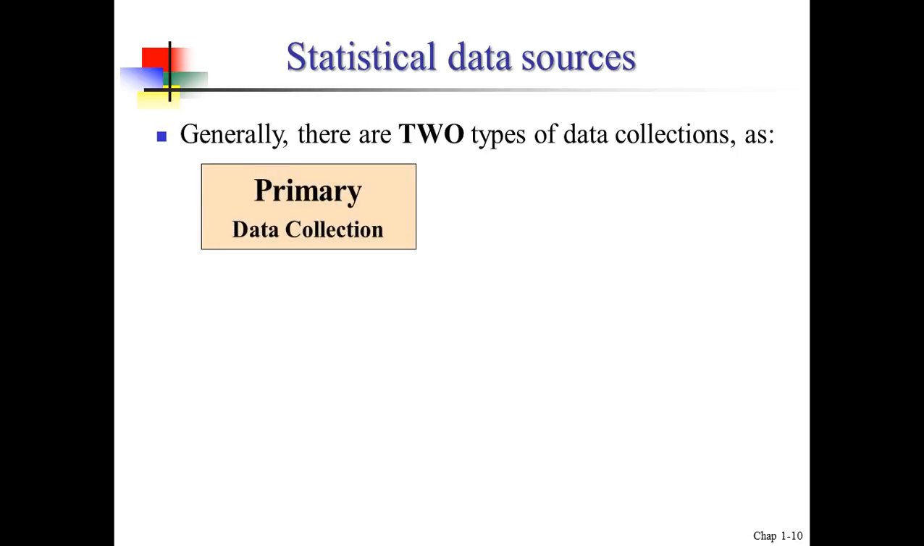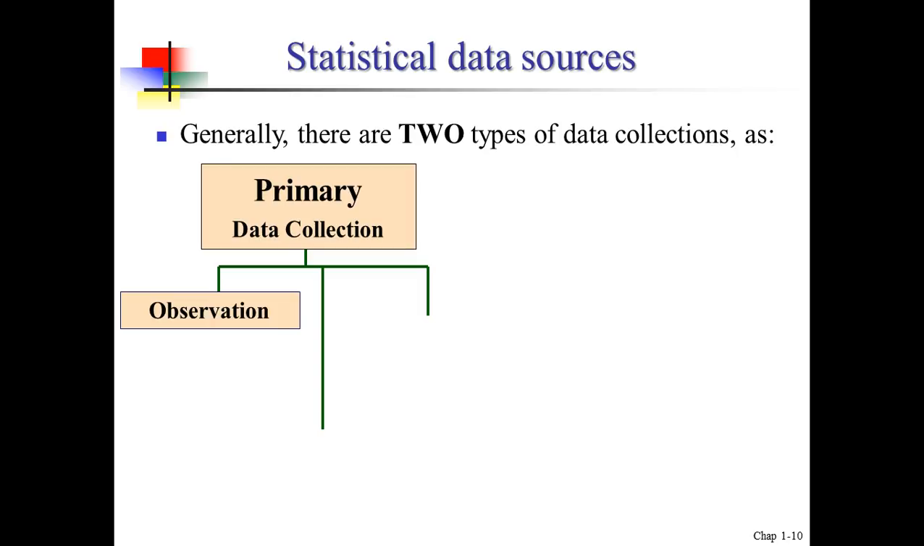Primary data collection. Primary data collection, that means, I can say, primary data collection, or maybe directly data collection. You go to collect data directly from the one that you want to know, from the thing that you want to study, from the place that you want to understand. Okay, observation. This is a primary data collection because it is direct.